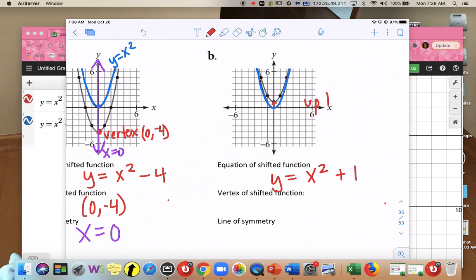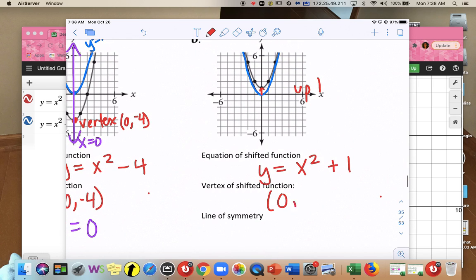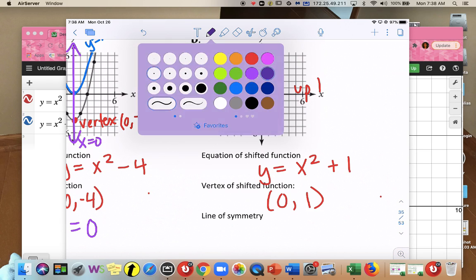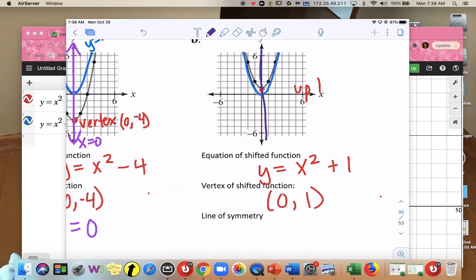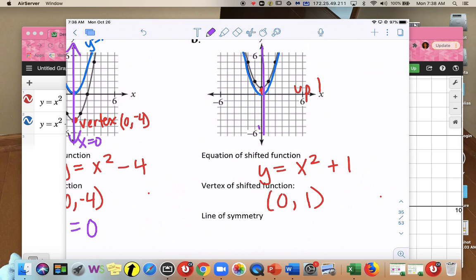So the vertex of the shifted function, if we go up 1, will be 0 because we go over 0, but 1 because we go up 1. The line of symmetry, again, did not change because we did not go left or right. We only went up or down. So when we only go up or down, our line of symmetry is still, if I could draw a straight line here, x equals 0.